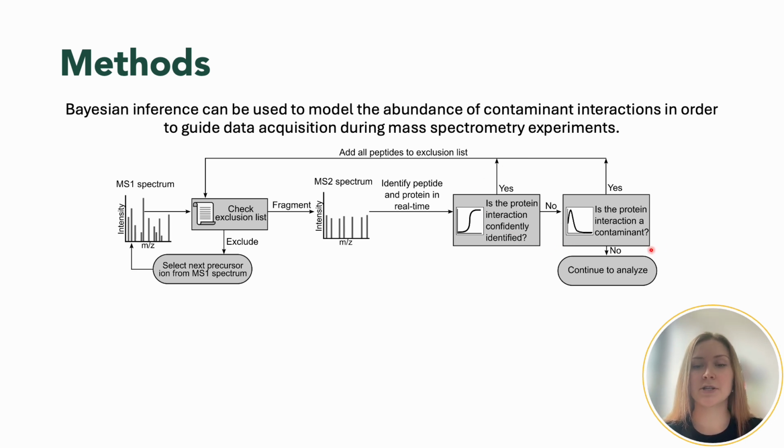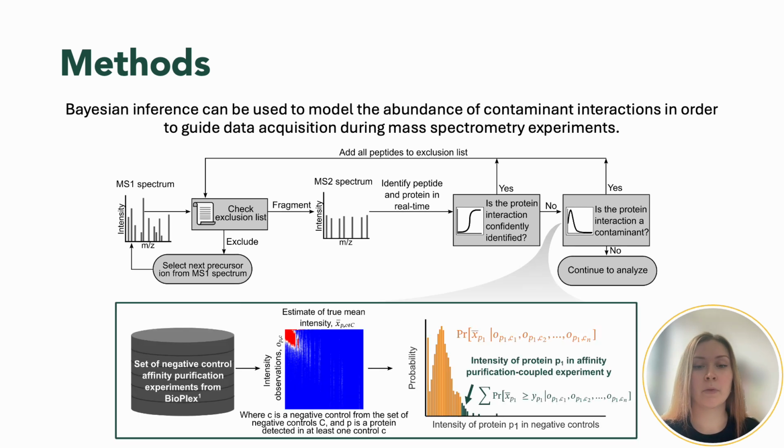So in the work that I get to share today, I would really like to focus on this step of how we can predict whether an interaction is a contaminant or not. In order to make this assessment, I begin with a set of negative control affinity purifications, which are experiments where only a tag is expressed. And these negative controls came from Bioplex, which is a large network of protein-protein interactions.